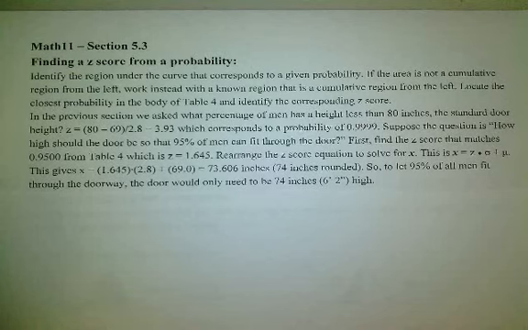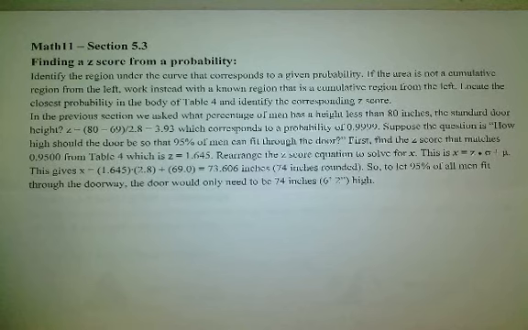Section 3 goes in the opposite direction. Instead of taking a z-score and finding a probability, we want to have a probability and find the accompanying z-score. And then we could turn around for a non-standard normal distribution and find out what x-score went with that.